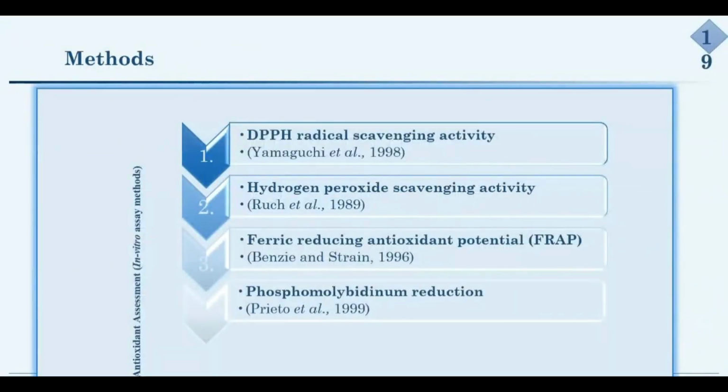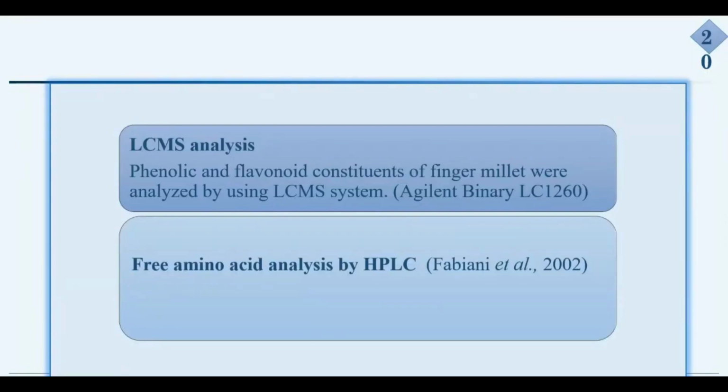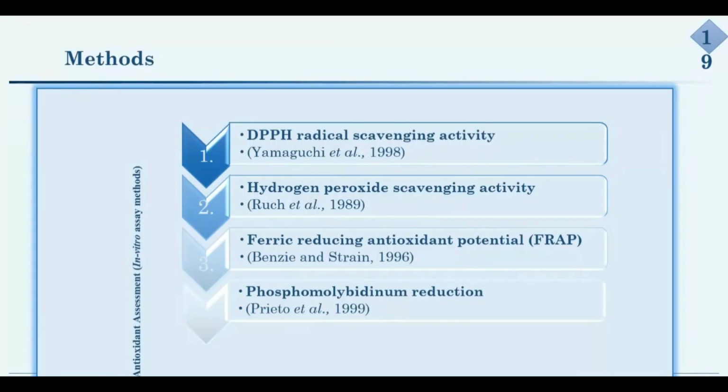So, as I said about the antioxidant, these are the few methods: DPPH, hydrogen peroxide method, ferric reducing method. A number of methods are available, but which method is the best method? We cannot say that DPPH is the most important method, or FRAP is the most important or most sensitive method. It depends on your plant part. It depends on the plant species.